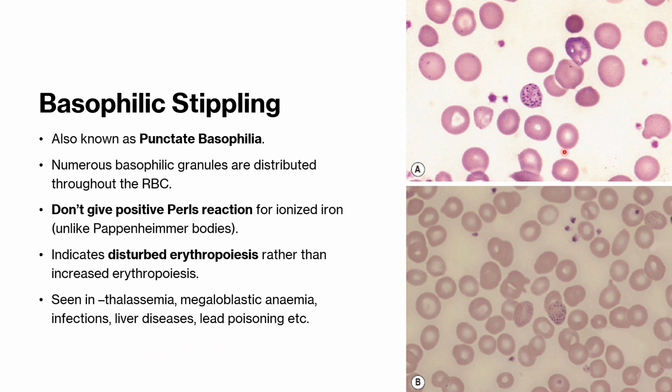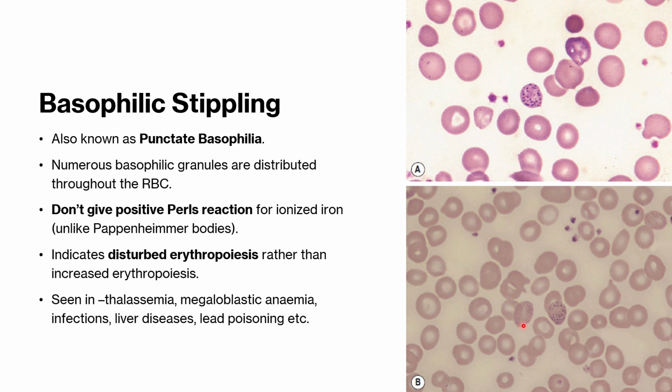So this is a case of normal cells, and basophilic stippling is not normal, but is seen in cases of thalassemia, megaloblastic anemia, infections, and other problems. And this is a case of basophilic stippling seen in lead poisoning.